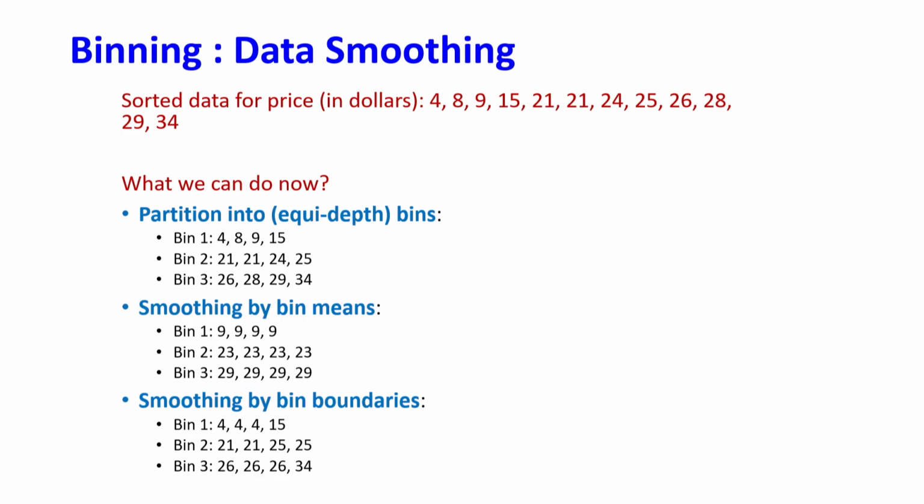Now I smooth. The first bin I smooth by the mean. You can clearly see the mean is 9, so I smooth by mean. In the second case the mean is 23, I smooth by mean. In the third bin, the mean is 29, I do that. You can also smooth by boundaries. In bin 1, 4 is the boundary, so 8 and 9 are close to 4, so I put them there, and 15 is the last on the right side. That is what is called bin boundaries.